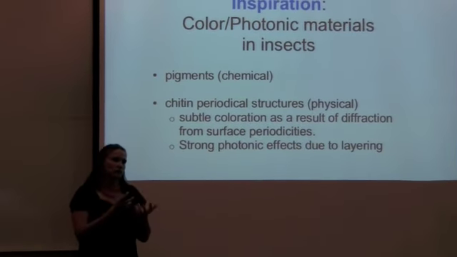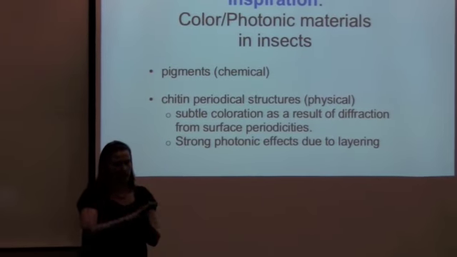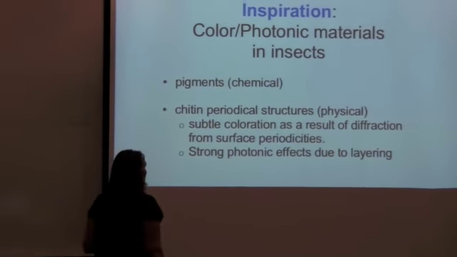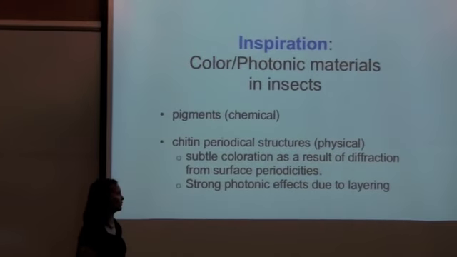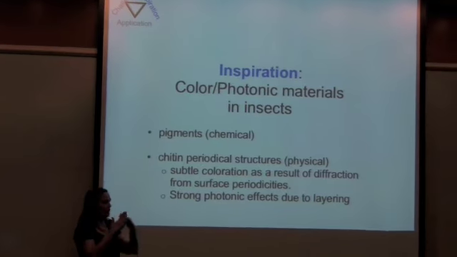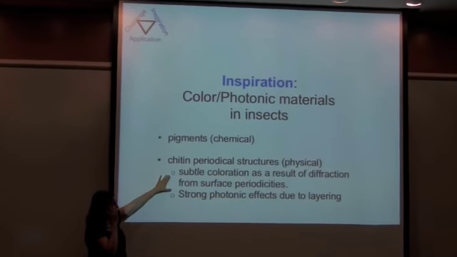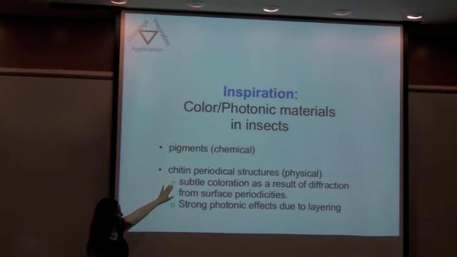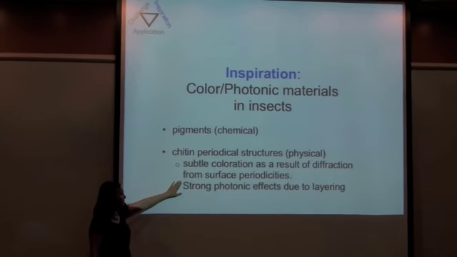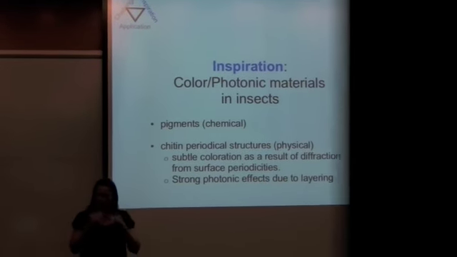And this is called structural color. You can create structural color just by the way the light reflects off of the chitin that is perceived in a certain way. And not by using pigments, but just by changing the surface. So you can come up with really subtle coloration as a result of diffraction, or you can also have strong photonic effects due to layering. We'll talk about that.